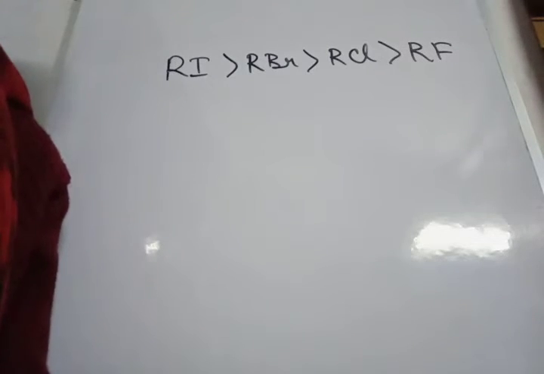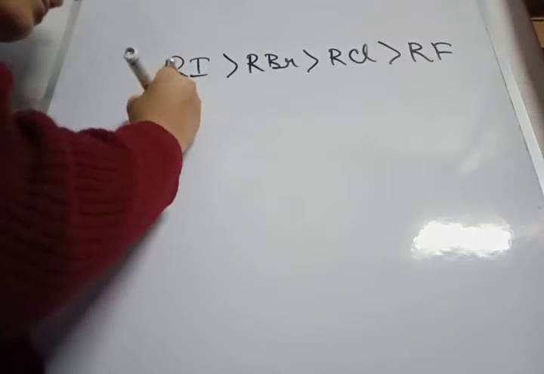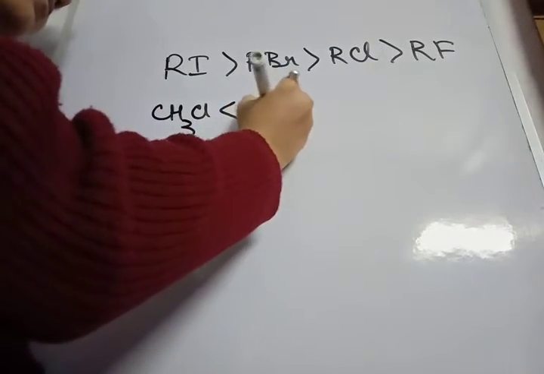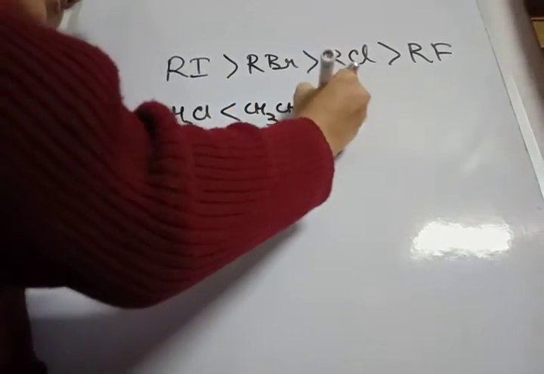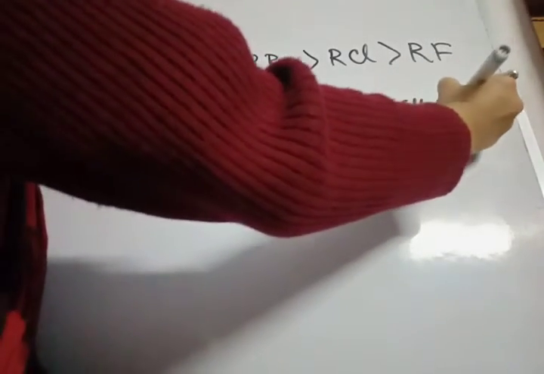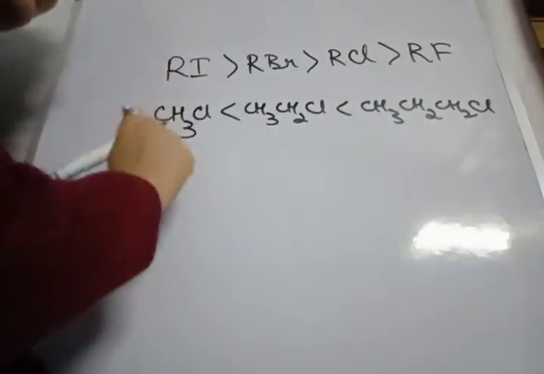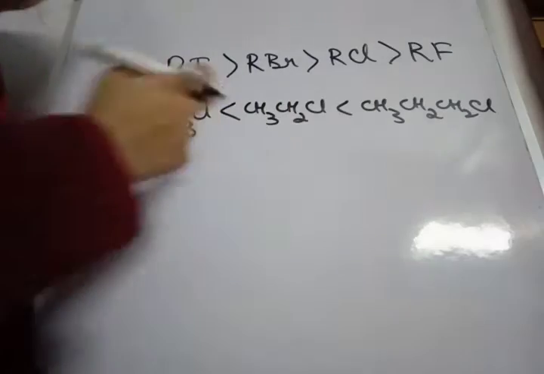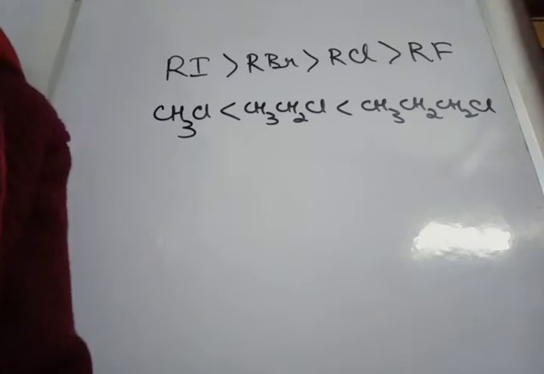For same halogen, boiling points increase with increase in molecular weights. If I consider this, as I am moving from left to right, the size of the alkyl group increases, so the molecular weight increases, van der Waals interaction increases, boiling point increases. This is the order of the boiling point, for same type of halogen atom.